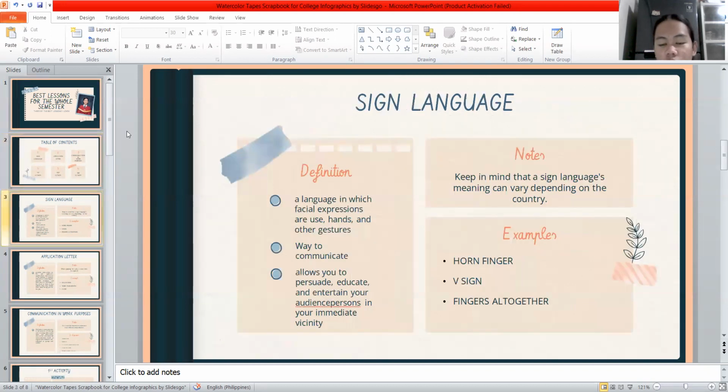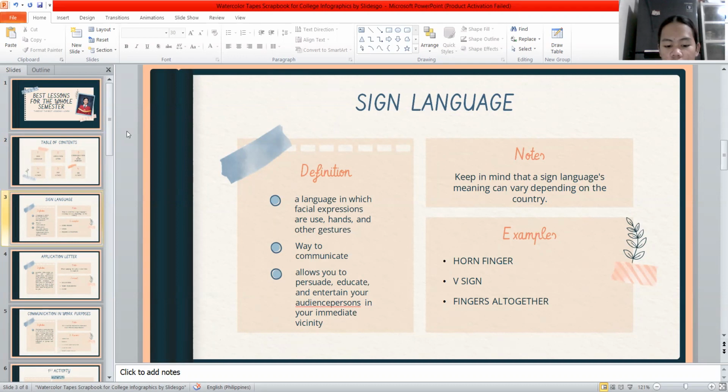Proceeding, the first lesson is sign language. It's defined as a language in which facial expressions, hands and other gestures are used. It is also a way to communicate, and it allows us to persuade, educate, and entertain persons in our immediate vicinity. We have to keep in mind that a sign language's meaning can vary depending on the country. I have here 3 examples of sign languages.